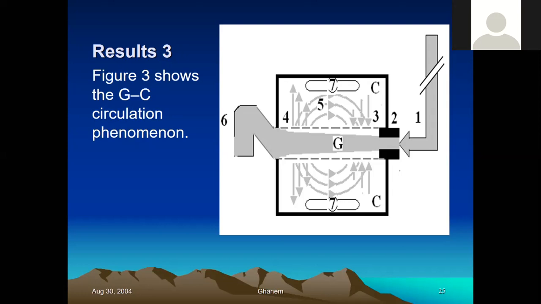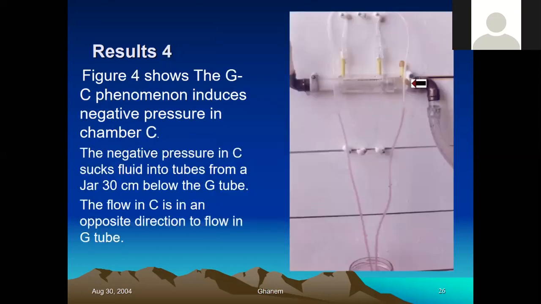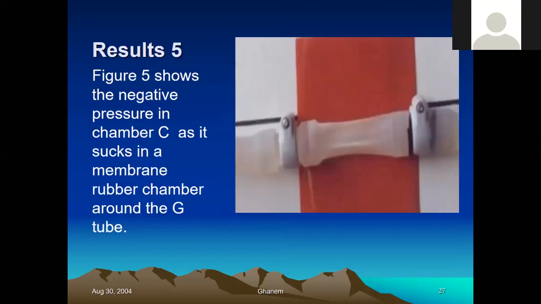This is to demonstrate the negative pressure in the surrounding chamber around the G tube by demonstrating suction of red fluid into manometers connected to the chamber near the inlet and near the exit. Figure 5 demonstrates in another way how the pressure in the chamber around the G tube is negative, by sucking a membranous chamber in. It is collapsing on the tube rather than ballooning out, as it would if it were a positive pressure.